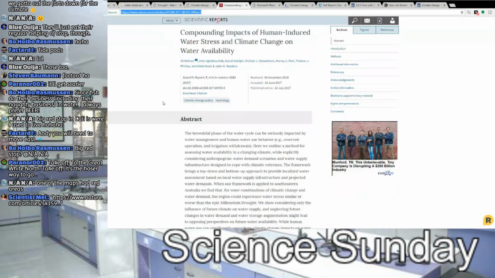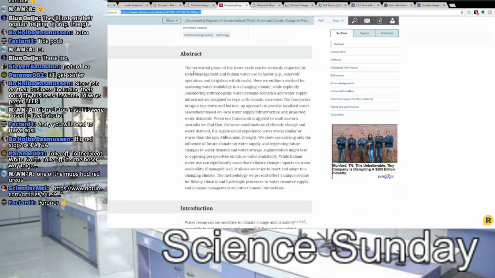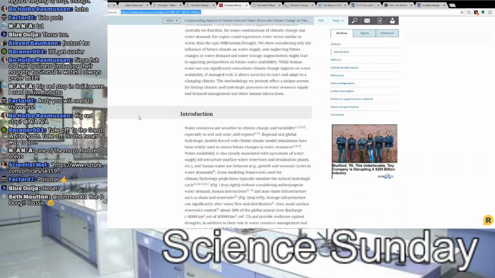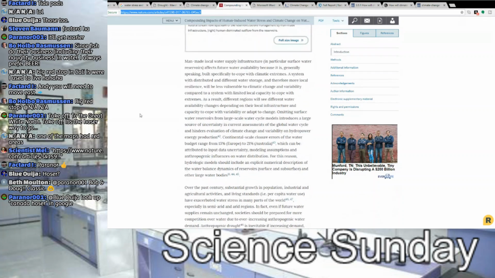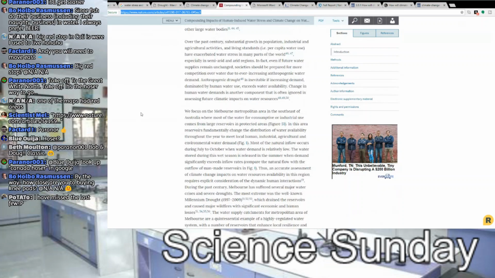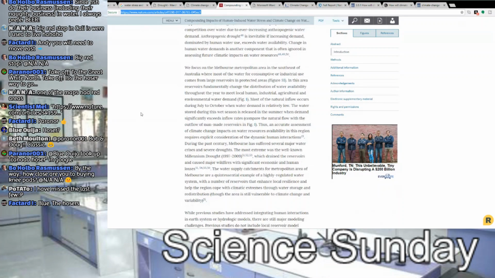So this particular paper, they're going through and trying to figure out what's going to happen with the terrestrial phase of the water cycle and how it's impacted with water management, human water use, and what kind of impact this is going to have. But we're going to experience water stress similar to the millennium drought that we've had in the past. But if you get a moment, this is not a very hard paper to read. It's terminology that's pretty straightforward. It's not too difficult.